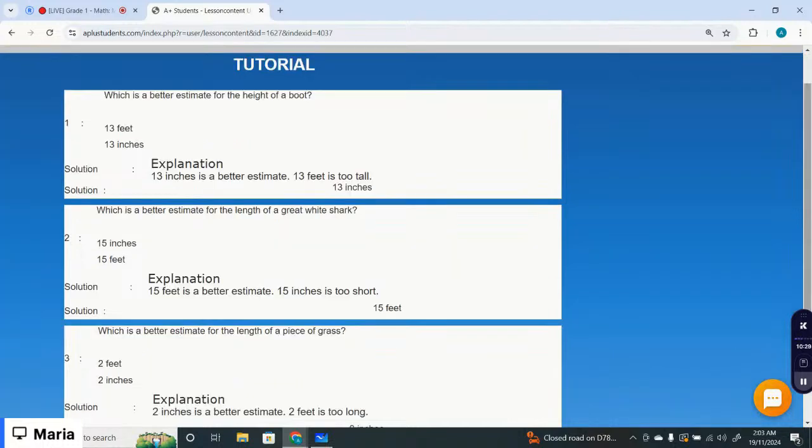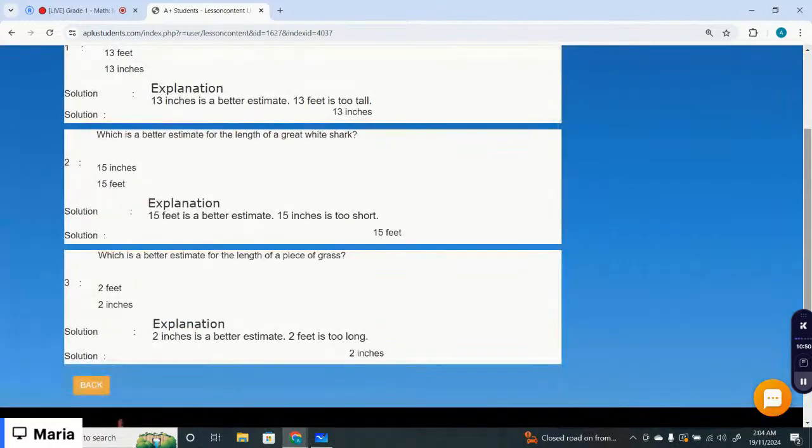Okay, then next one is which is the better estimate for the length of a great white shark? So that's a great white shark, right? So 15 inches is too short to measure the shark because sharks are too long. So it would be measured in feet. So the correct option is 15 feet. Got it? That is 15 feet.